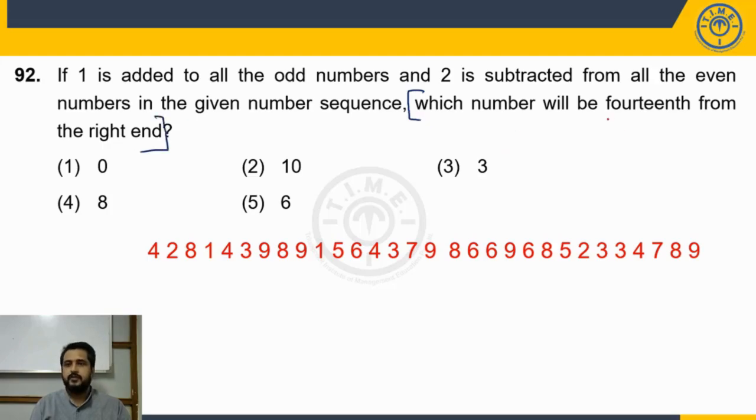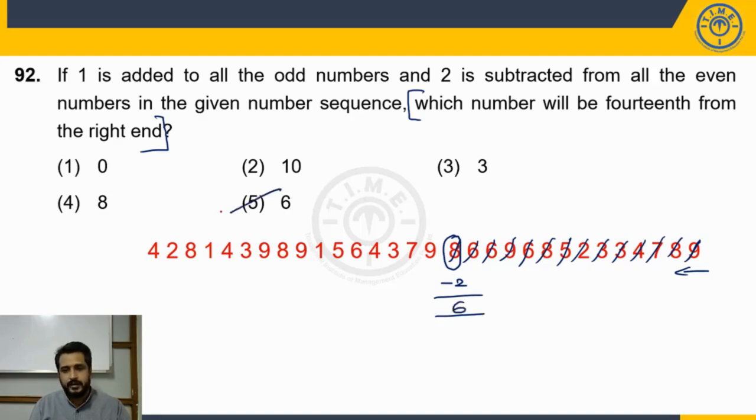So identify the 14th from the right hand, and if it is odd, add 1. If it is an even number, subtract 2. That is enough. So 14th from the right hand, counting from the right hand: 1, 2, 3, 4, 5, 6, 7, 8, 9, 10, 11, 12, 13, 14. So 8 is the 14th number from the right hand, and 8 is an even number. So we have to subtract 2. So 8 minus 2, 6. So choice 5 is my answer.